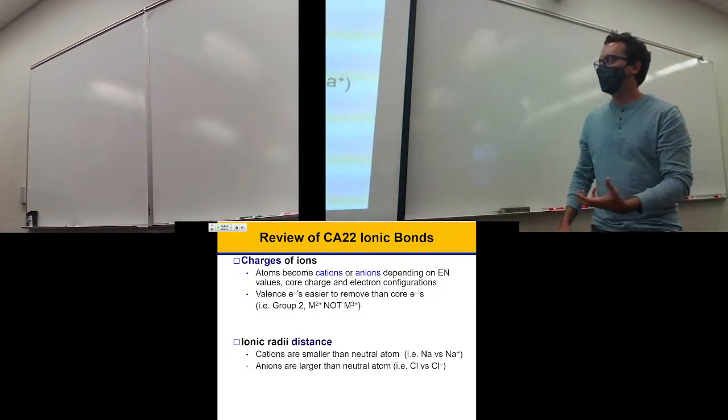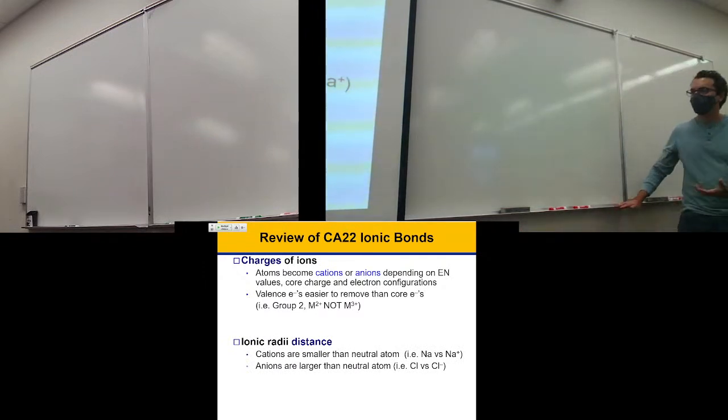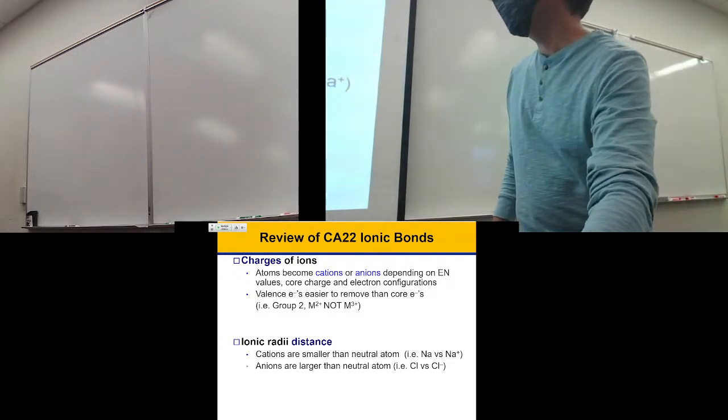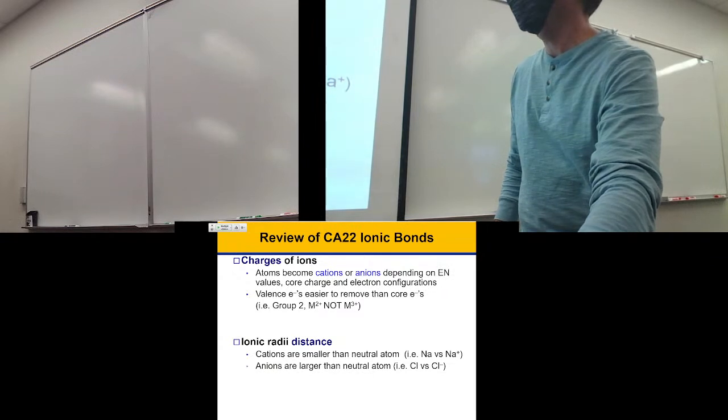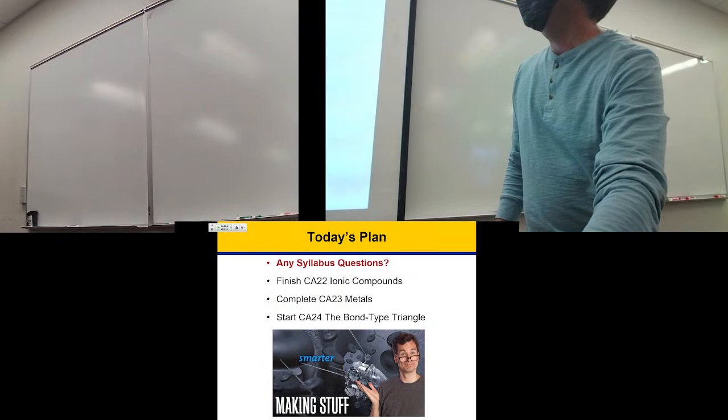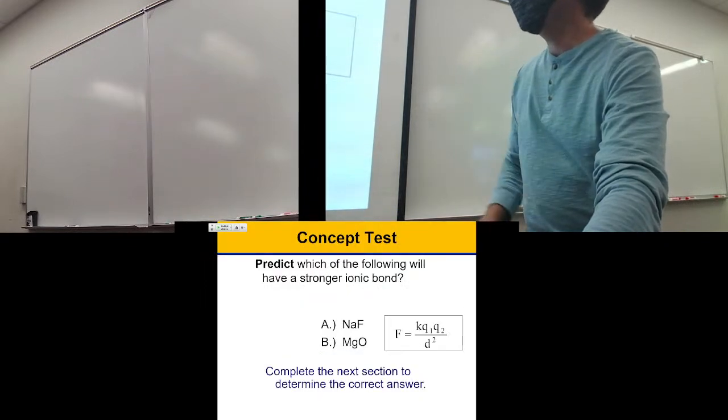So this is review again. We went over the idea that cations are going to be smaller than their neutral counterparts, and anions are going to be bigger than their neutral counterparts. This is useful knowledge so that you can understand how the ionic bond works in Coulomb's law. I'm going to skip through this because we went over it pretty well.